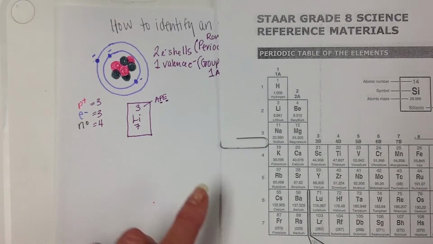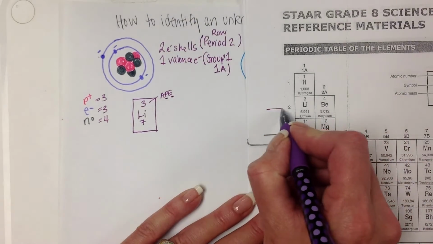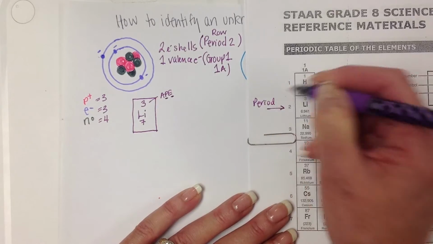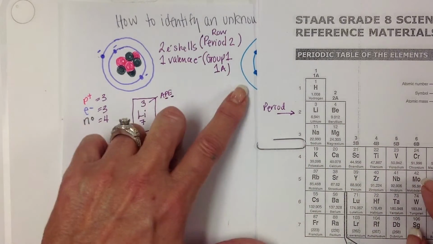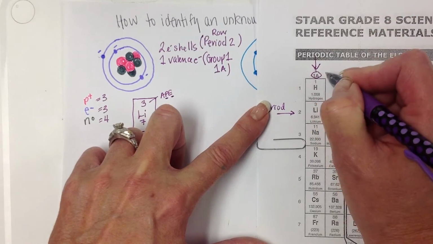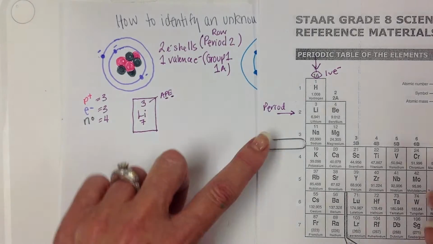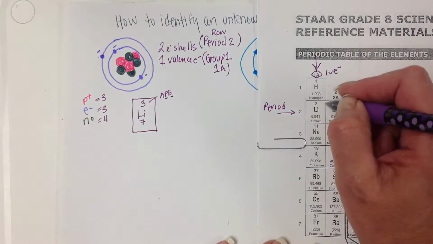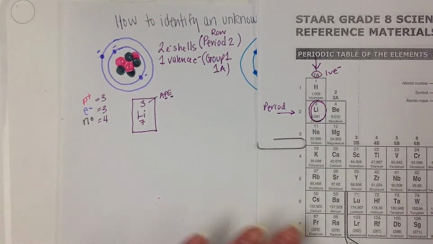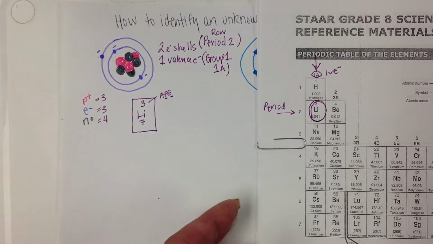So let's check our theory here. So period 2, right? Our period, row 2. And group 1, here's 1A, meaning 1 valence electron. Alright, so where the 2 meet, lo and behold, that's another way of identifying an unknown atomic model.